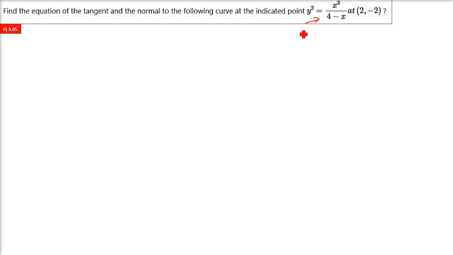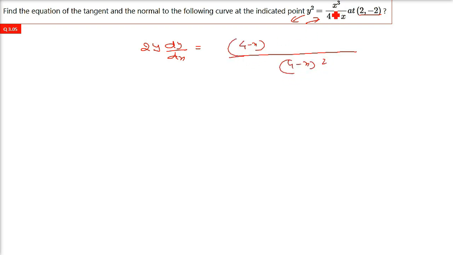Just differentiate it to find dy by dx, and dy by dx is the slope of the tangent, because the points 2 and minus 2 are already given. So I am differentiating this. 2y dy by dx is equal to, I am applying the quotient rule, p by q form. So 4 minus x, here we have 4 minus x, differentiation of x cube is 3x square, minus this x cube will be like that only, and 4 minus x differentiation is negative 1 only. 4 will be 0, negative x will be negative 1.